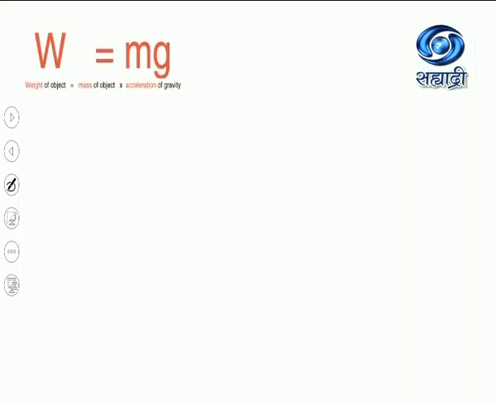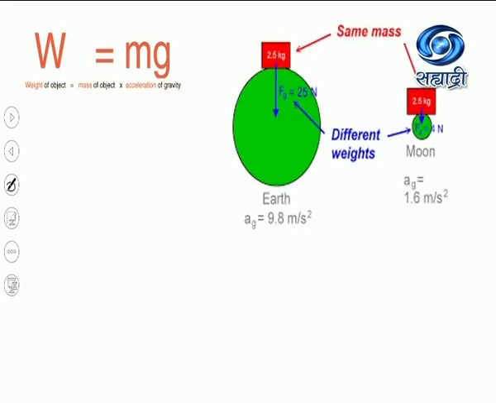So till now we have learned W is equal to mg, where W is the weight of the object, m is the mass of the object, and g is acceleration due to gravity. As I told you, mass is the same everywhere. So here, if we place an object of mass 2.5 kg on Earth and on Moon, the weight will be different for the same mass. So here you can see the weight is different.